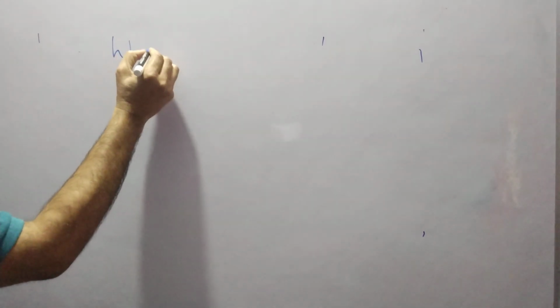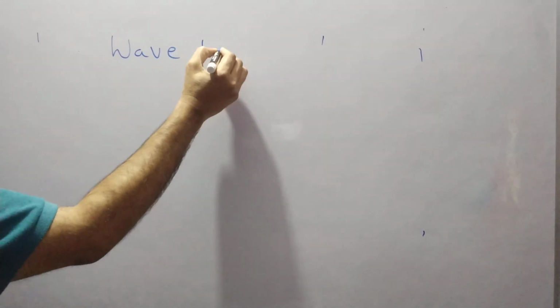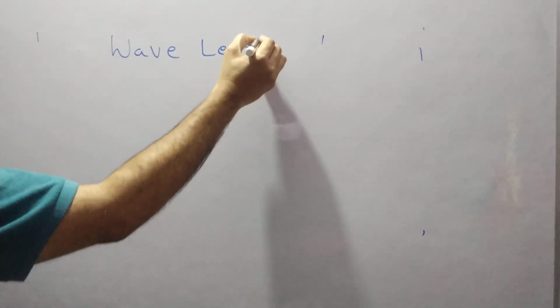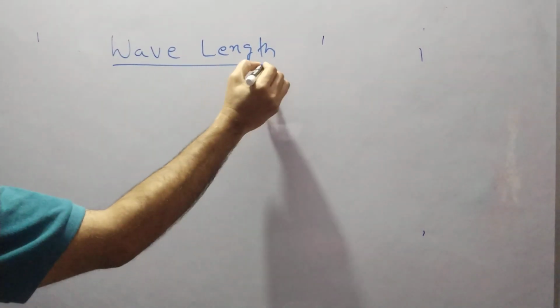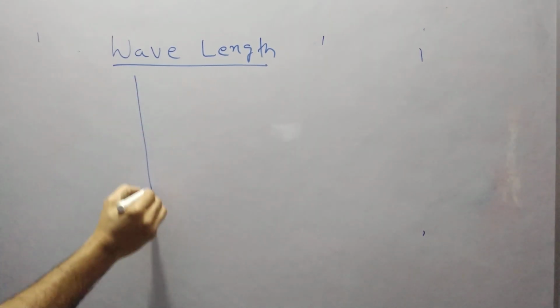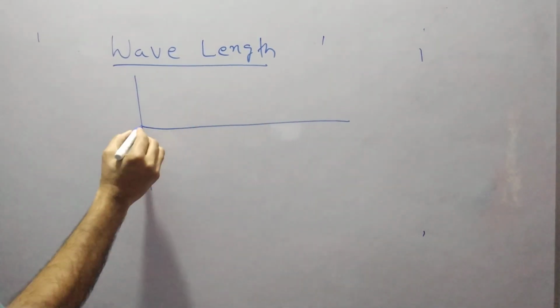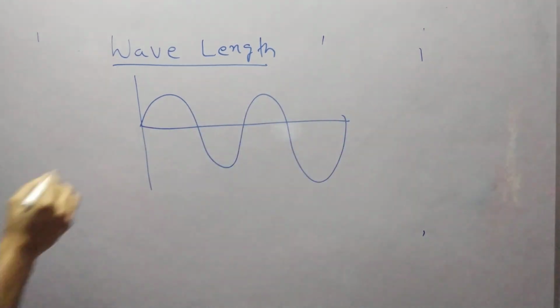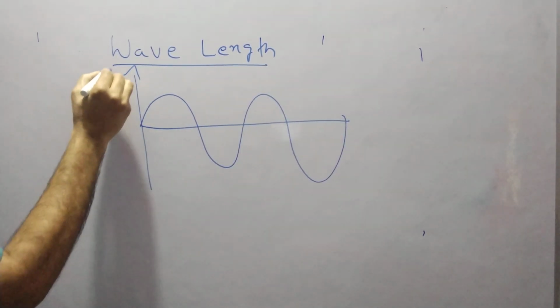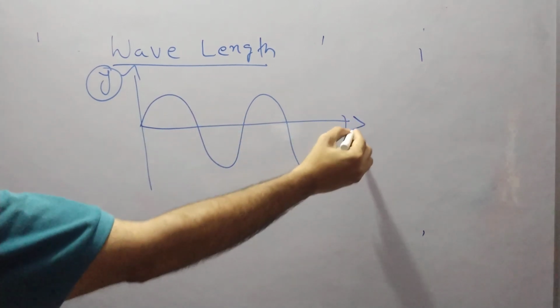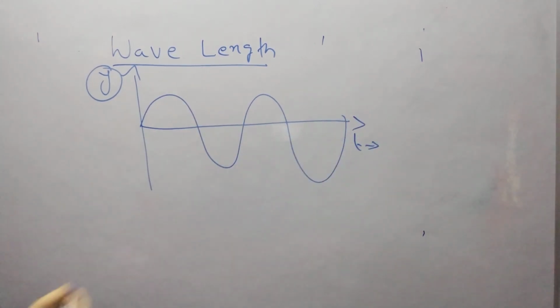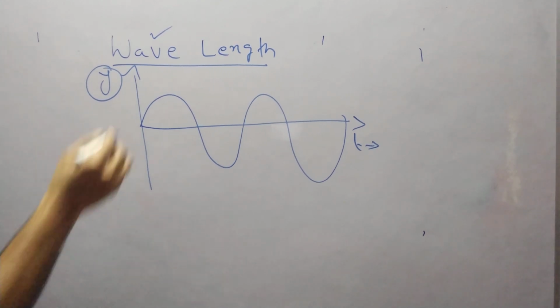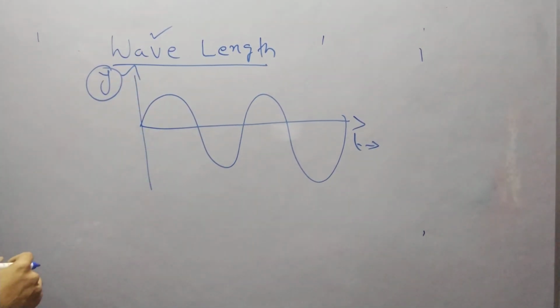Wavelength. So this is the wave, this is displacement y, and this is the time axis. Right? Now this is one of the characteristics of a wave. Now what is the wavelength? We have to discuss here, right?